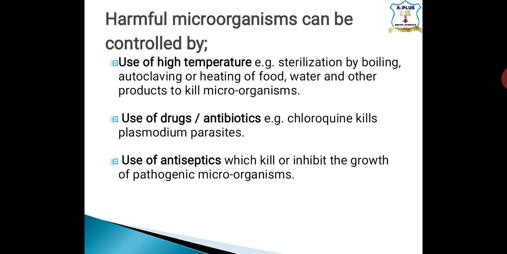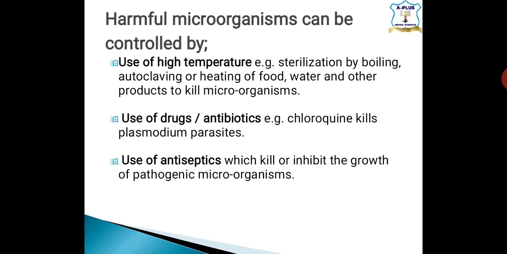Use of drugs and antibiotics. You cannot heat up your internal environment, like your stomach, so you have to take drugs if you have microorganisms inside you, like chloroquine kills the Plasmodium parasite. This Plasmodium parasite is what is inside the female Anopheles mosquito, and when it bites you, it transfers the Plasmodium into your body system. This is when you say you have malaria. So you can use antibiotics or drugs to kill the Plasmodium. When you kill this Plasmodium, you feel okay and malaria is bygone.